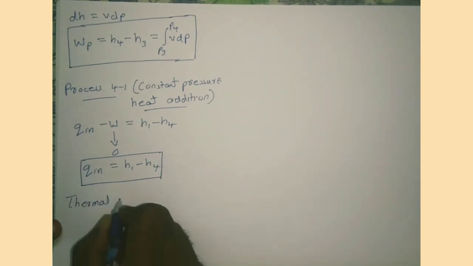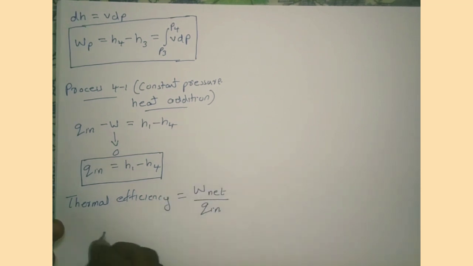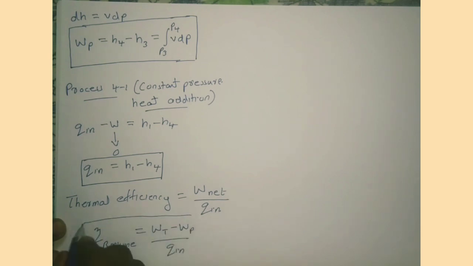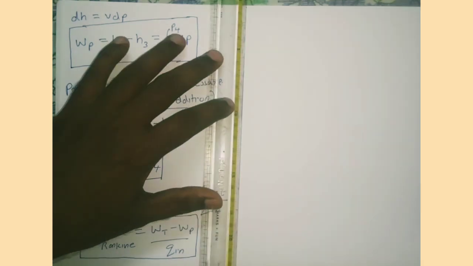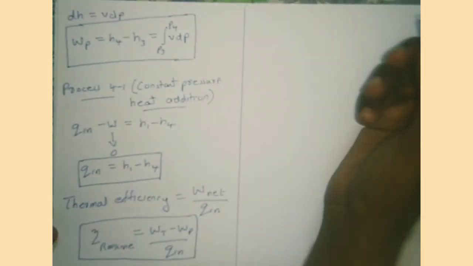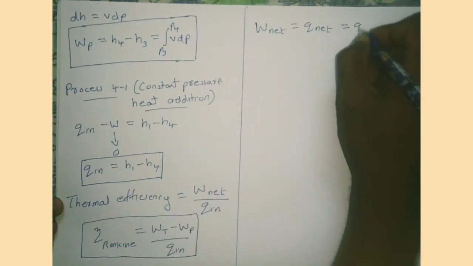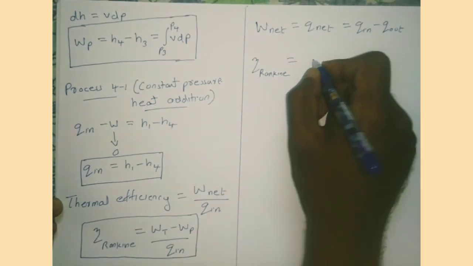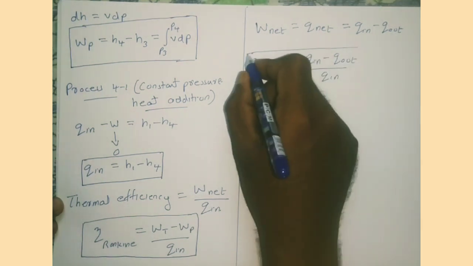Now we can write the expression for thermal efficiency or Rankine efficiency. It is W net by Q in. That is, Rankine efficiency equals (WT minus WP) by Q in. But according to the first law of thermodynamics, for a cyclic process, W net equals Q net. Therefore, W net equals Q in minus Q out. That is, Rankine efficiency equals (Q in minus Q out) by Q in.